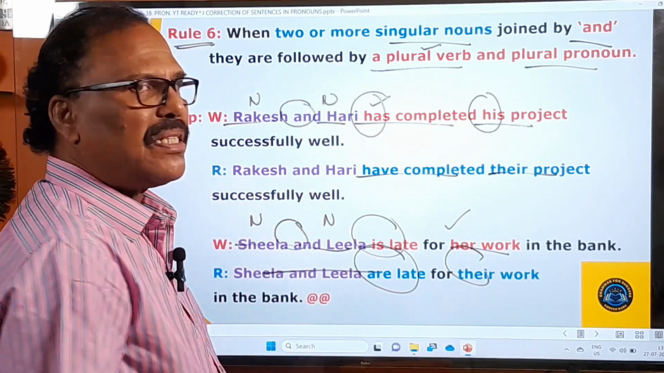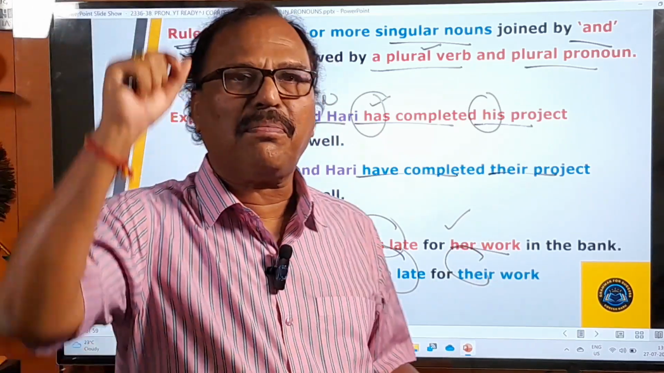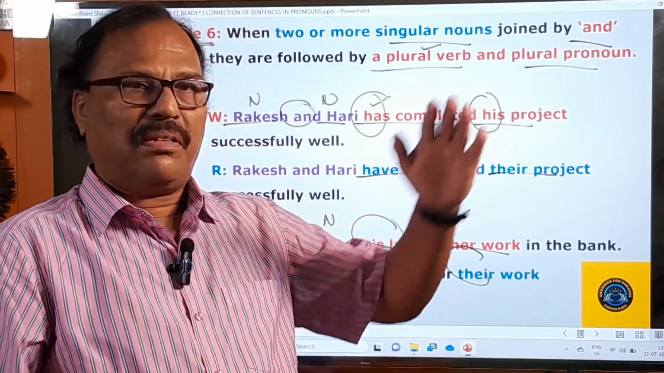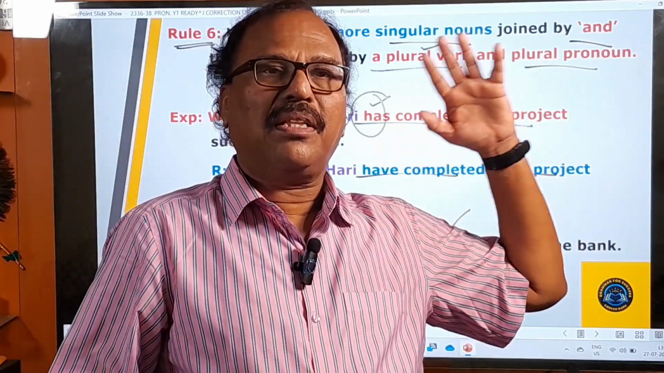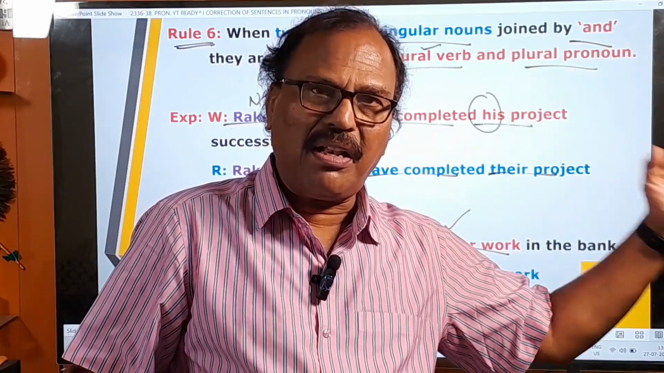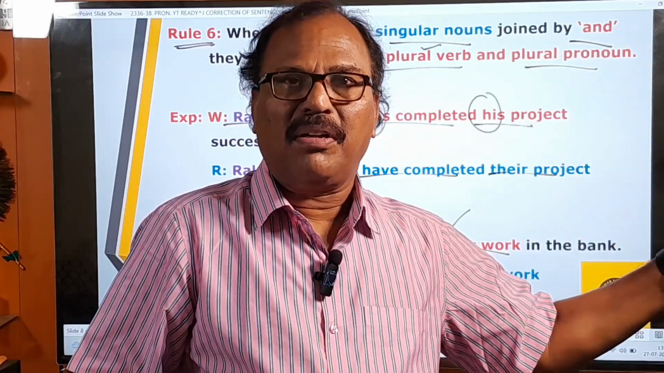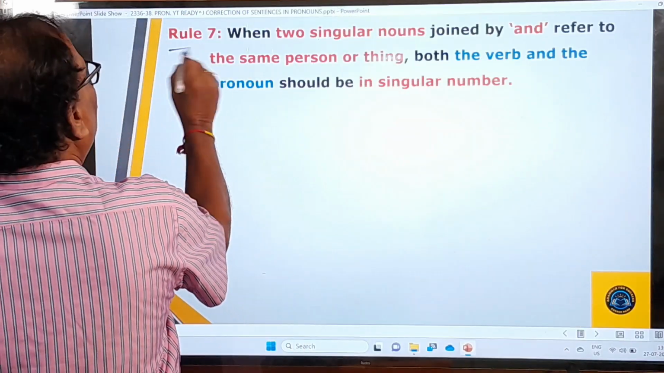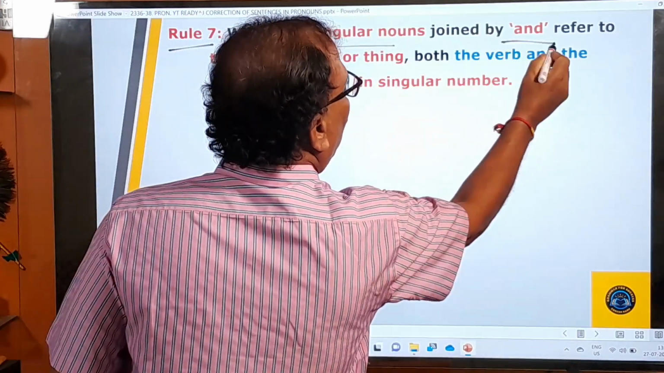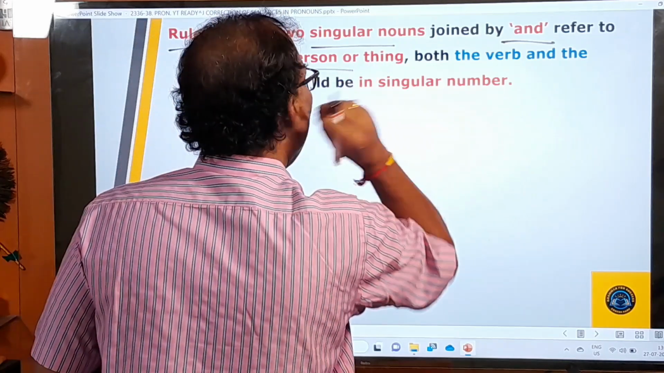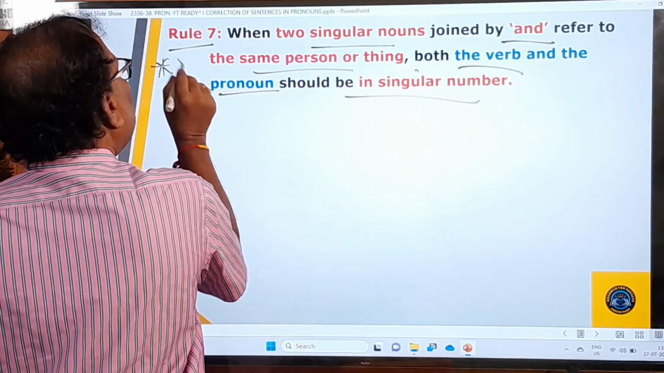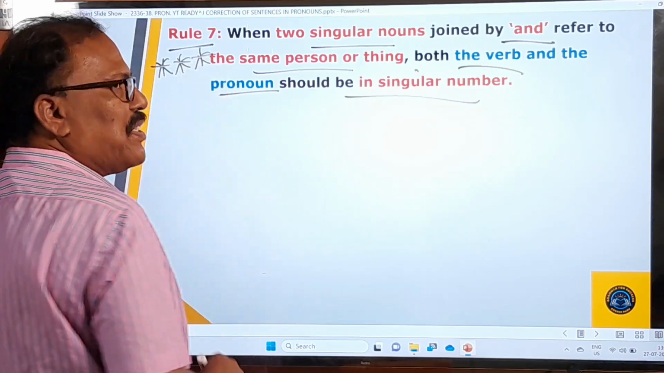So in this way, when two or more singular nouns are joined by and, the plural verb and the plural pronoun must be used, but not a singular verb and singular pronoun. Rule 7. When two singular nouns are joined by and refer to the same person or thing, both the verb and the pronoun should be in singular number. This is very important from the examination point of view.